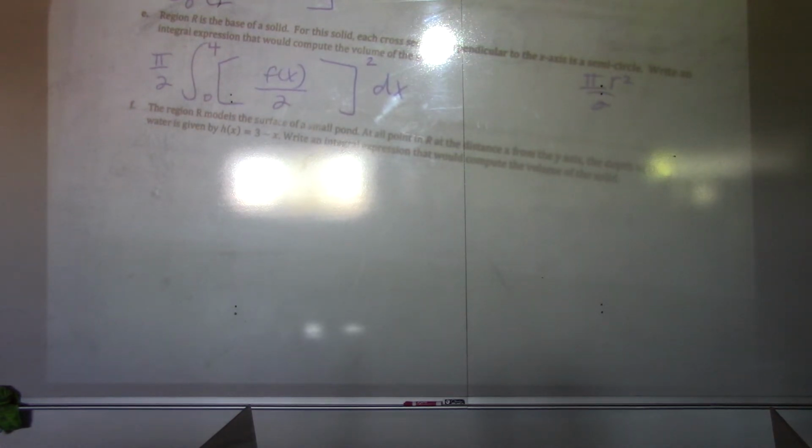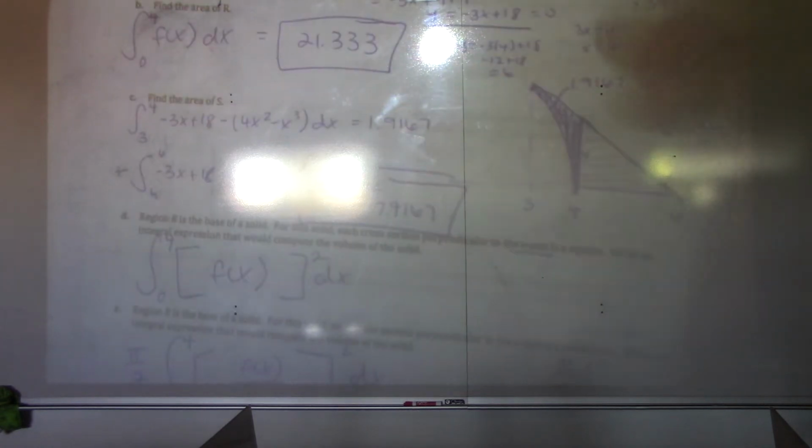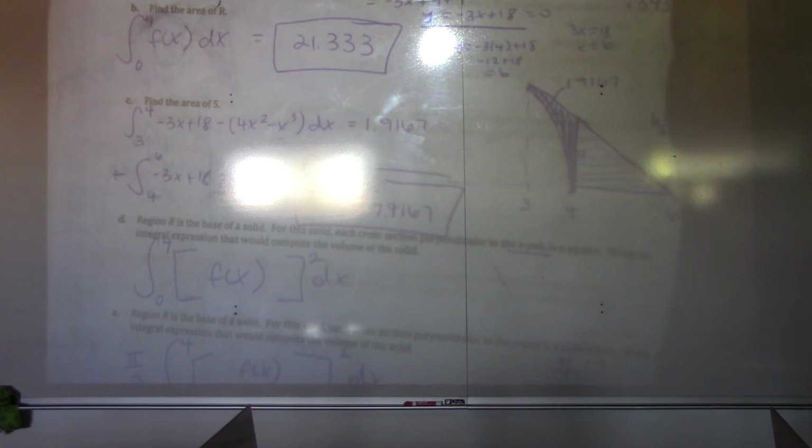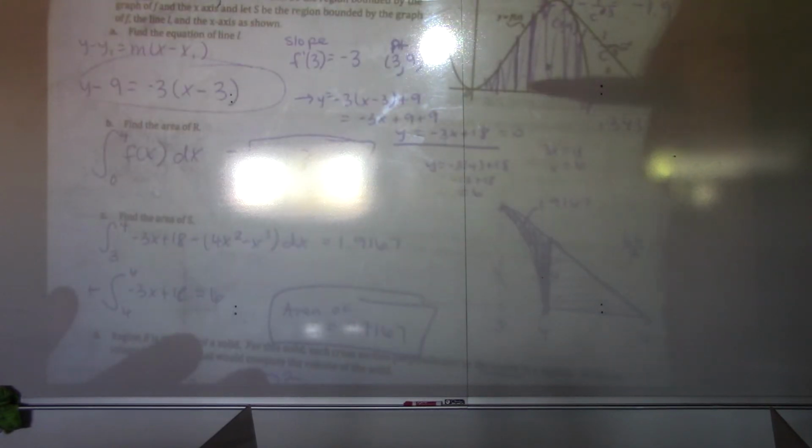Region R models the surface of a small pond. At all points in R at distance x from the y-axis, the depth of the water is given by this, right? An integral that would compute the volume of the solid. So what this is saying is, if this is my pool right here, then the depth of it would be this right here. So to get the volume, you would just do area times the depth, right?